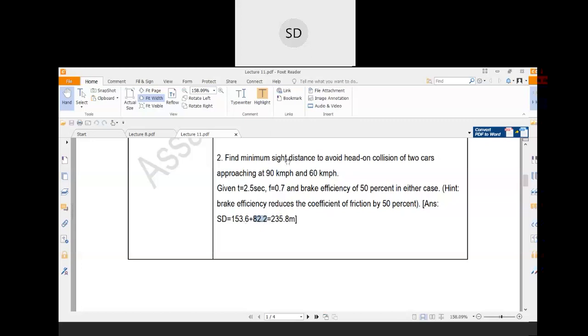Okay, so your total stopping sight distance to avoid that head-on collision would be the addition of both the sight distances. Okay, so basically what happens here, two vehicles are coming from the opposite direction. So for one vehicle, total sight distance requirement would be 153.6, and for the other vehicle, total sight distance requirement would be 82.2. So therefore total sight distance required to avoid that head-on collision is the addition of both the sight distances, and that is 235.8 meter, or around 235 meter, 236 meter.